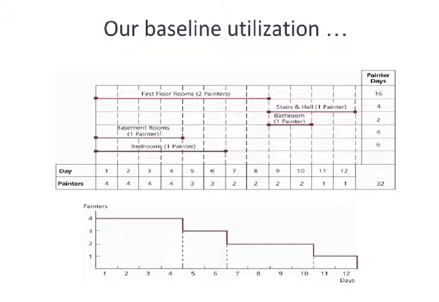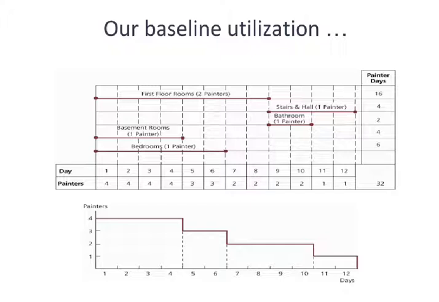At that point, due to the way the network diagram is shown, once the first floor rooms are finished, we can initiate painting in the stairs and hall and in the bathrooms, 1 painter each, lasting 4 days and 2 days. This gives us 2 painters involved, days 9 and 10, and only 1 painter involved, days 11 and 12. Now, the project is being finished in 12 days, which was the plan.